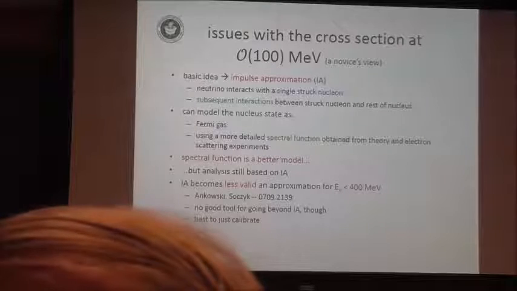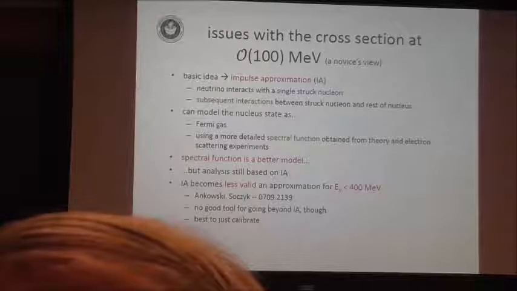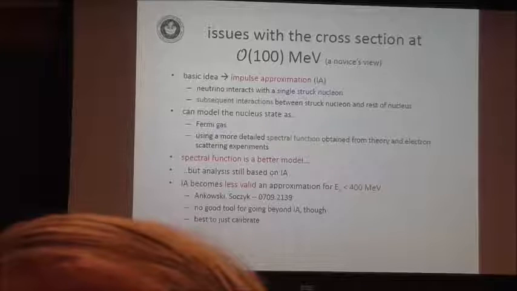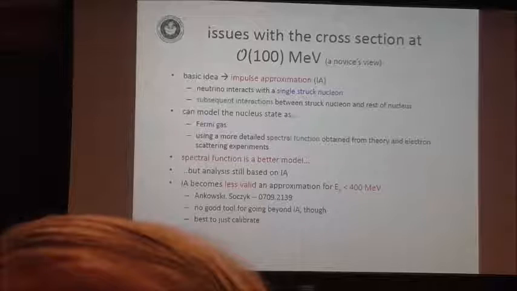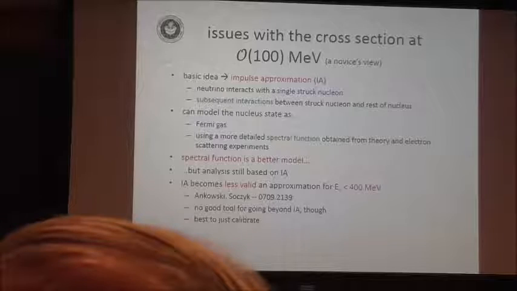So the basic idea which is used is the so-called impulse approximation, which is basically you break up your neutrino nucleus interaction into a two-step process. The neutrino interacts with the nucleon. The nucleon is struck, and then the nucleon interacts with the rest of the nucleus. And so to understand these subsequent interactions, you really need to understand the state of the nucleus.